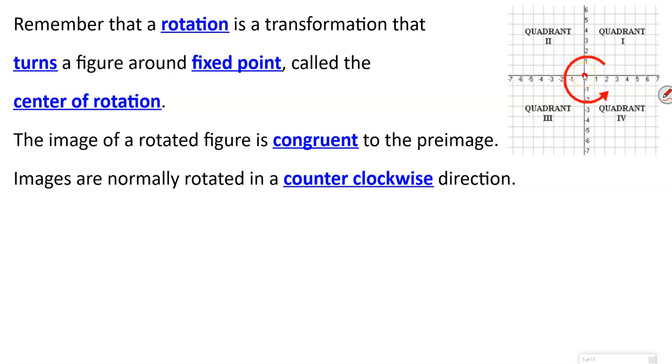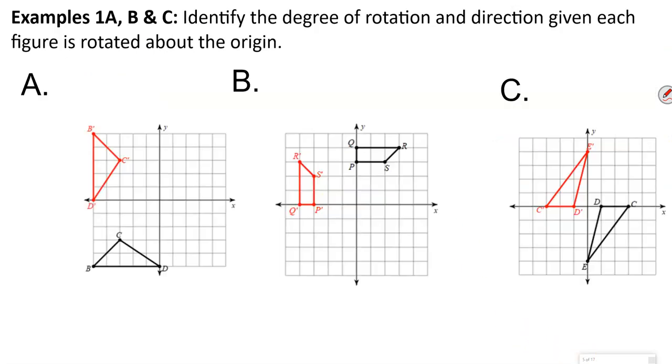The image of the rotated figure is congruent to the pre-image. The only thing that makes an image not congruent is when we dilate it, which means make it bigger or smaller. And then images are normally rotated counterclockwise, and that's because we are going in the order of these quadrants: 1, 2, 3, and 4. That is the way we normally rotate. And if we're going to rotate it a different way, we would say clockwise, okay?